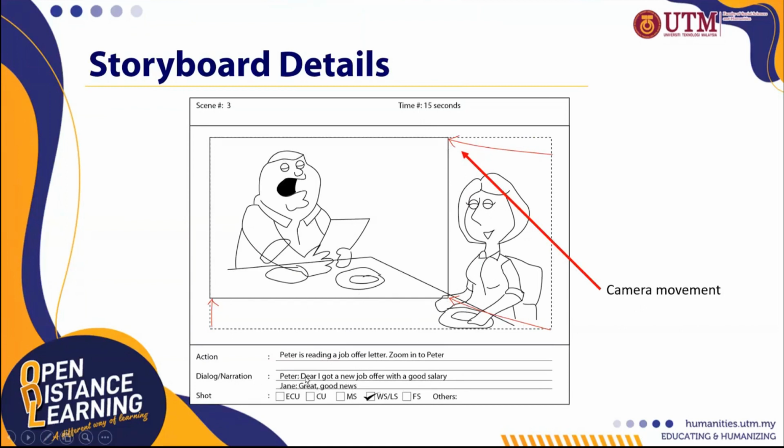Peter, this is dialogue or narration: I got a new job offer with a good salary. Great job, good news. So this is an example. So please, for those who have not yet submitted or shown me your idea or your storyboard, just keep in mind to do this detail for each scene: the number, the duration of that scene, the detail of that scene, the movement, character movement or camera movement. Okay, so any questions?